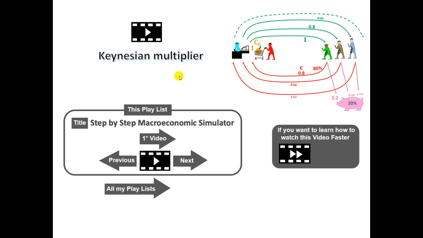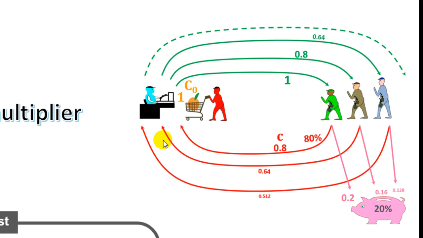Hello, in this video we are going to see the Keynesian multiplier. In the previous video we assumed that there was no leakage in this circulation of money. In this video we are going to assume that there is a leakage, which means that every time that people receive money, only part of this money will go to consumption.